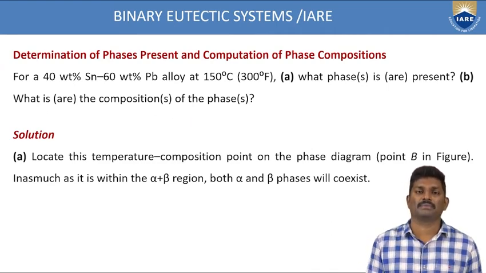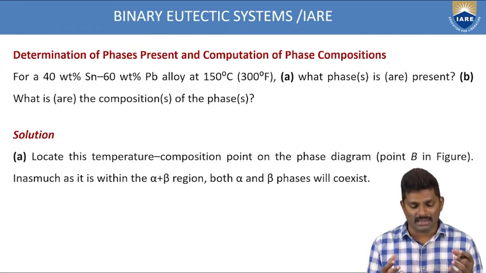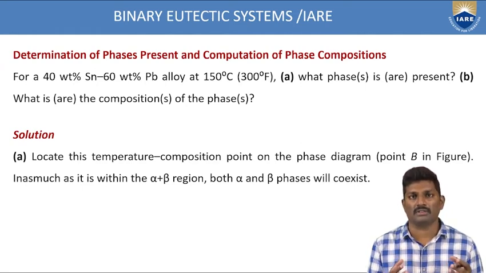In the previous example we considered 70 and 30. In the same way, for this lead and tin example, they have taken 60% of lead and 40% of tin at 150 degrees centigrade.